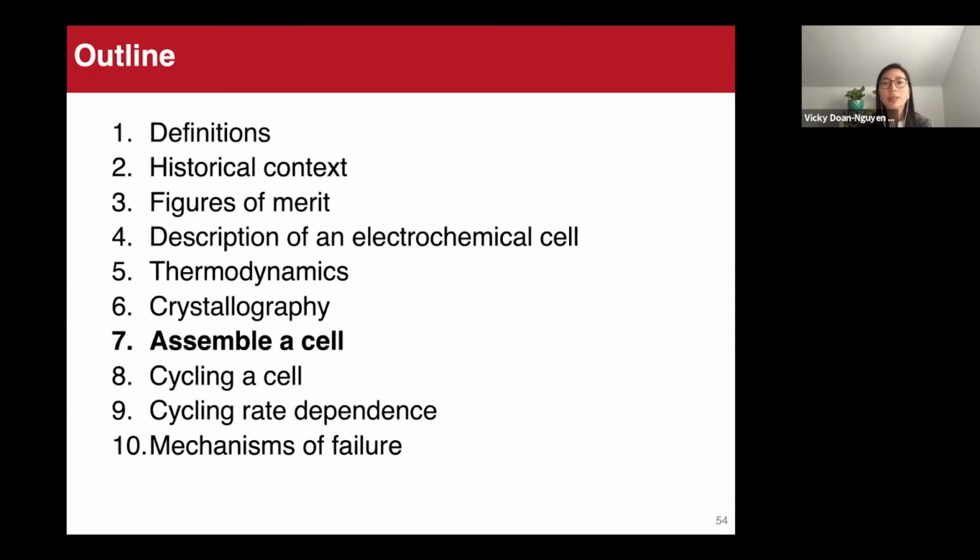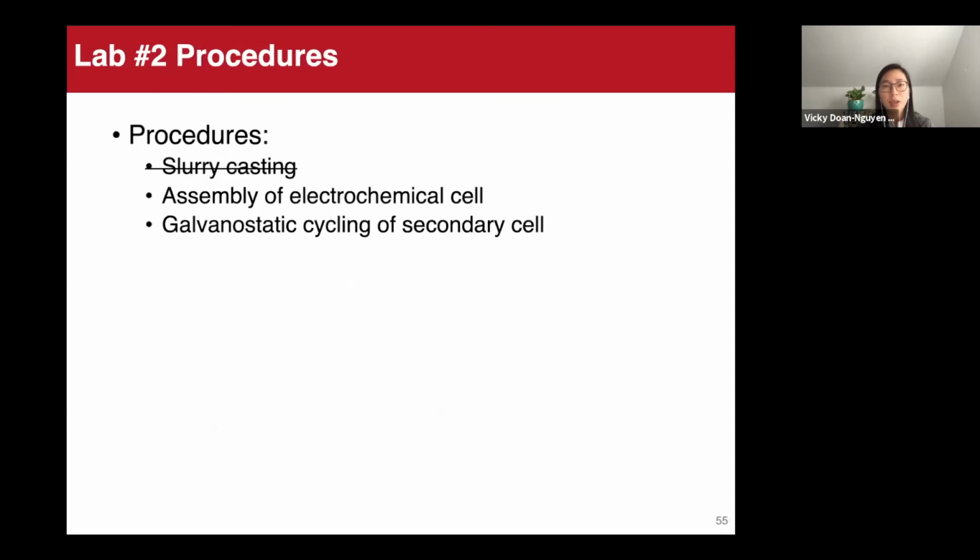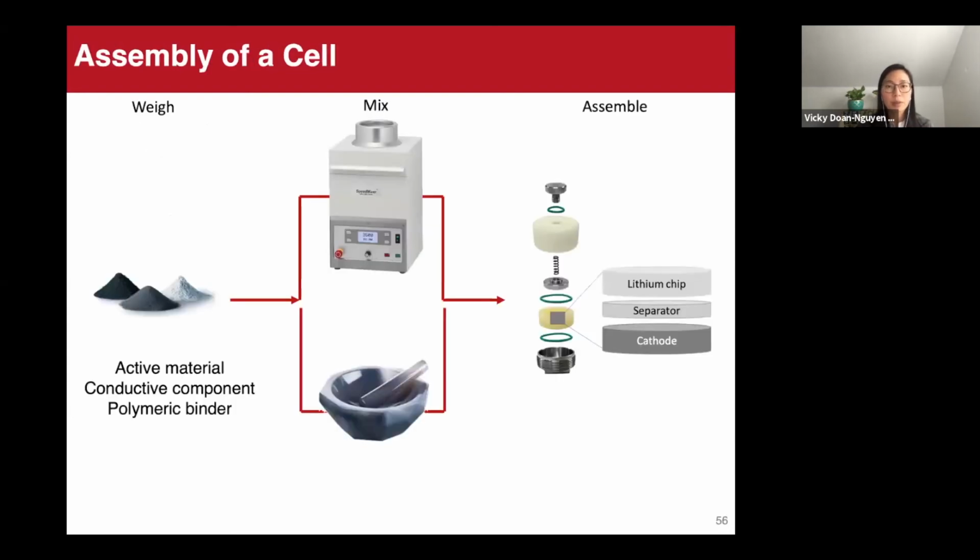All right, so part 7, assembling a cell. Well, for autumn 2020, you will not be casting an electrode from the slurry, but we will go over it briefly so that you have an idea of what goes into preparing an electrode that you'll be working with before you assemble.